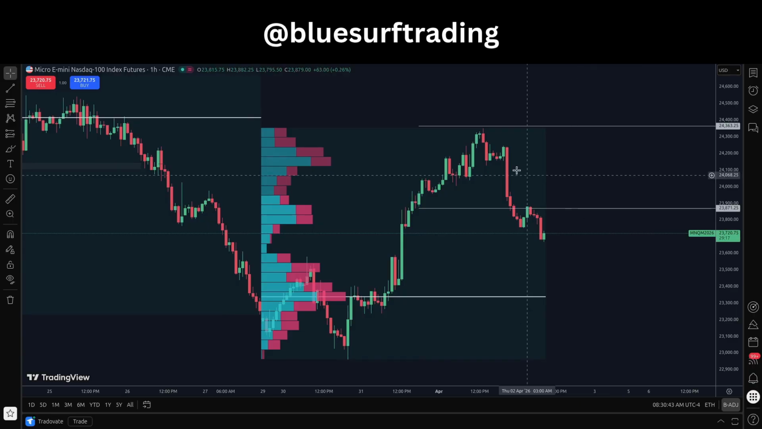So what we did yesterday is we came up here. We almost tested the weekly point of control, and then we moved away. We're probably going to this level here, which is this little low volume area. And here's the current weekly point of control here.